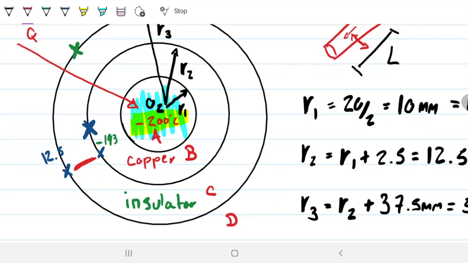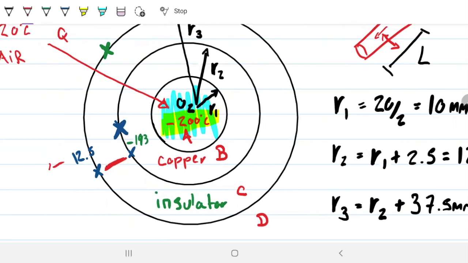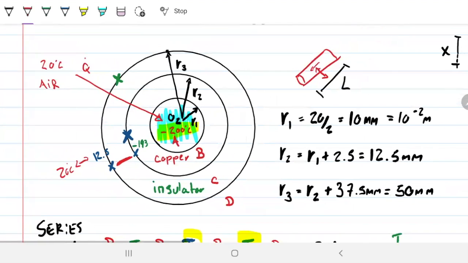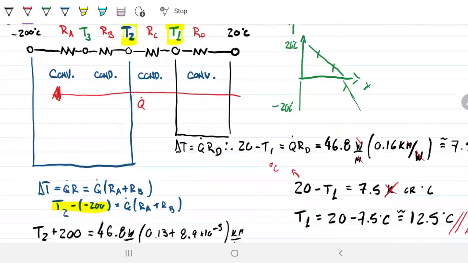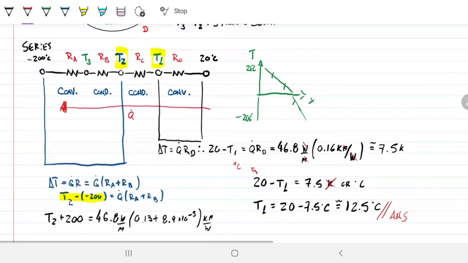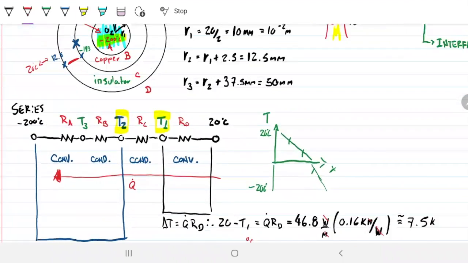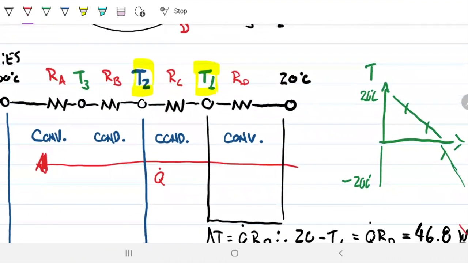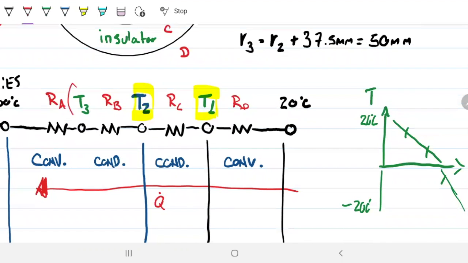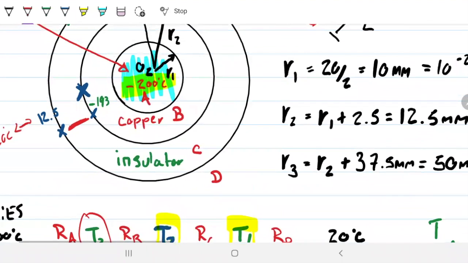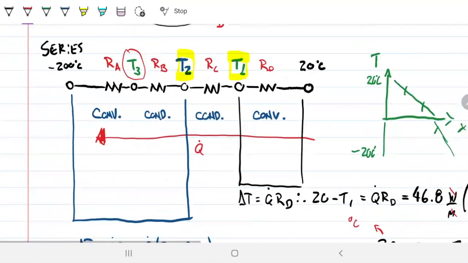So the insulator is doing what we would expect. And then the convective barrier is also small. As we know, there's 20 Celsius on this side. So from our analysis, the values that we have make sense. They're consistent with what we would expect, right? The last thing is that if we were to find T3, which is this one right there, we would have something between minus 200 and minus 193. That has to be the case.